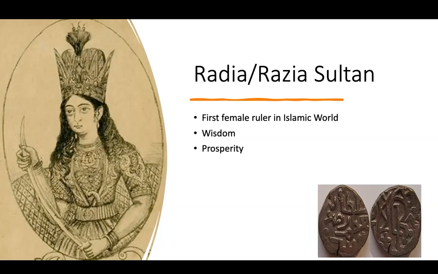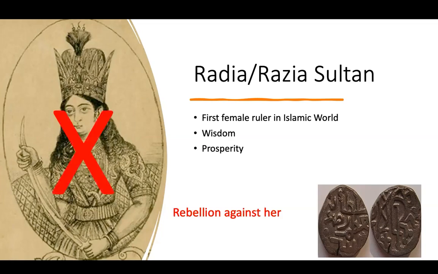Her father, before his death, had prepared her to rule. She was wise, had a proper education, and had good Islamic preparation as well. After her father's death, she takes over the kingdom. It was an age of prosperity, and coins were used in her time. What happened after that? Some of the princes who didn't like her rule arranged a rebellion against her and took her down, and unfortunately she was killed.